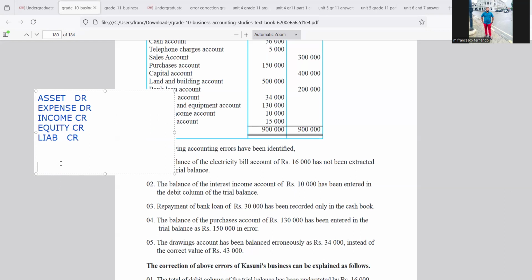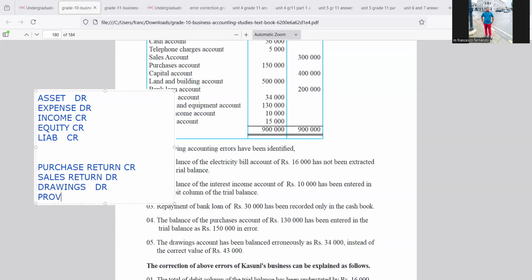So what are the exceptions? Purchase return is an expense, but it is credit. Sales return is an income, but it is debited. Drawings is equity, but it is debit. So these are some of the exceptions. And also provision for depreciation, accumulated depreciation: it is an asset, but it has a credit balance. So this is to be remembered.